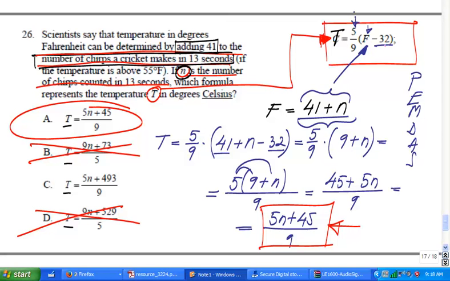Remember this formula that gives you the relation between the temperature in Celsius and the temperature in Fahrenheit. It is a very important one. Better memorize it, or if not, look for it on the formula page that is given to you with the test. This is it.